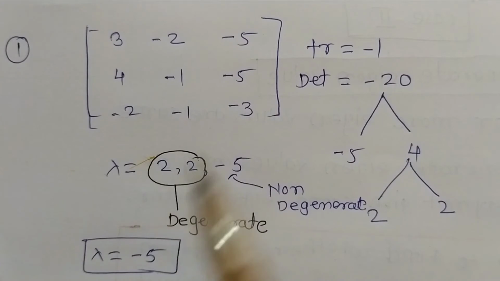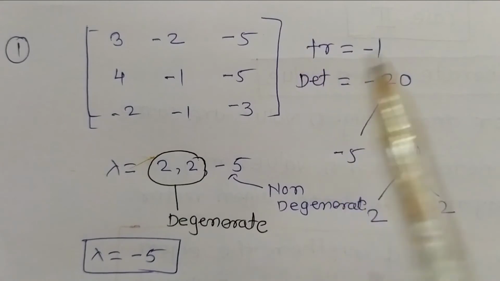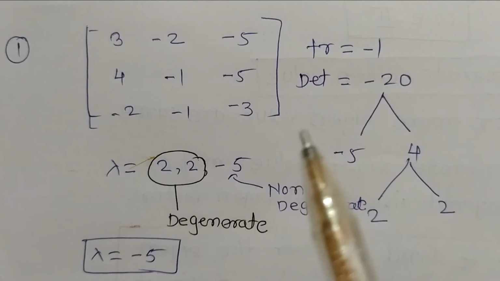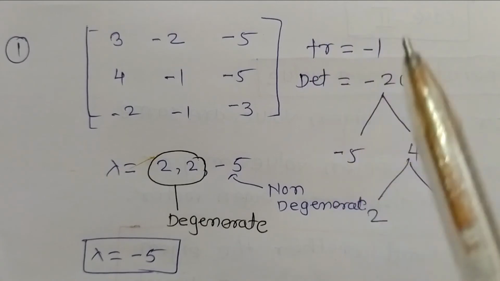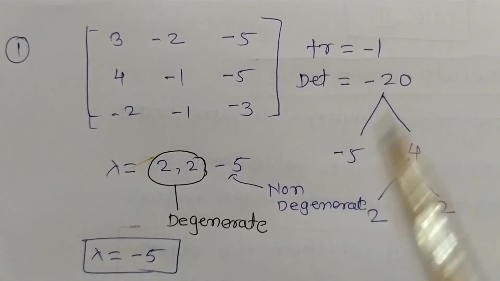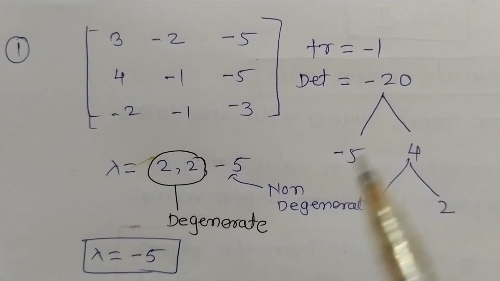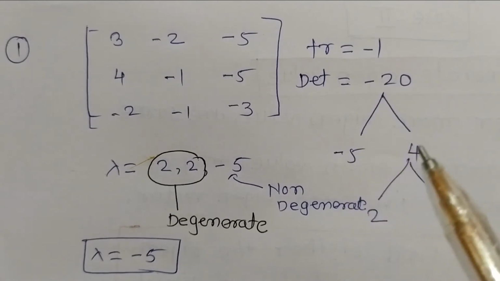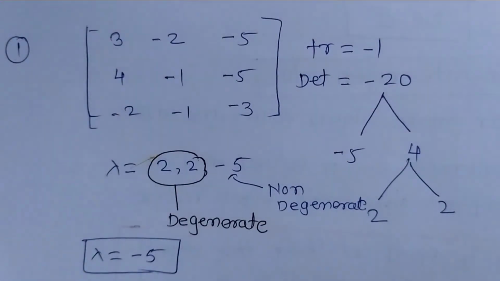We know that the sum of the eigenvalues is the trace of the matrix and the product of the eigenvalues is the determinant of the matrix. So we have to find numbers whose product is -20 and whose sum is -1. From the determinant, -20 is -5 into 4, but again the sum of these is not -1.